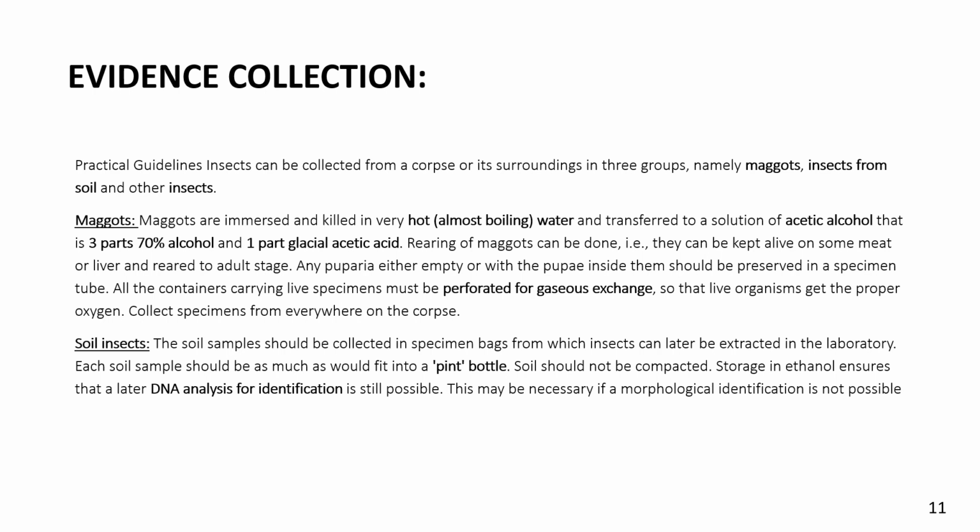After killing the maggots, some of them are also reared. They can be kept alive on some meat or liver and reared to the adult stage. Any puparia, either empty or containing pupae, should be preserved in a specimen tube. All the containers carrying live specimens must be perforated for gaseous exchange so that the living organisms get proper oxygen. Collect specimens from everywhere on the corpse.